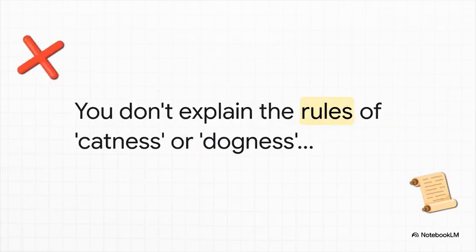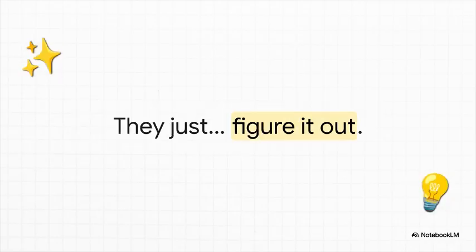You don't get into the specifics of whisker length or the exact curvature of a tail or the frequency of a bark versus a meow. Of course not. You just show them examples. You point to a picture and say, that's a dog, and you point to another and say, that's a cat. And then, almost like it's magic, after seeing enough examples, their brain just gets it.